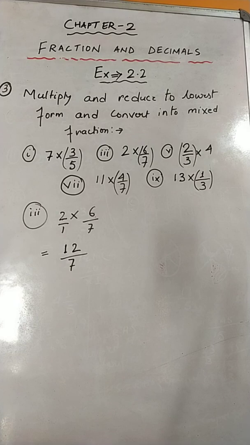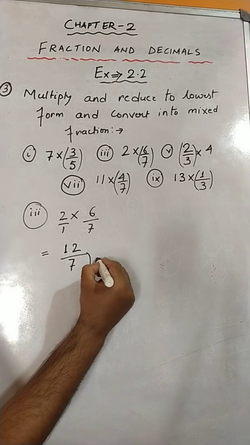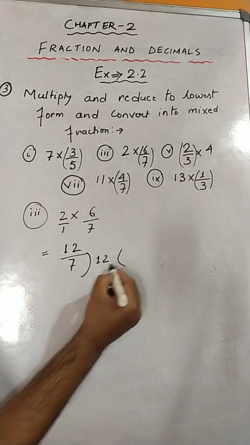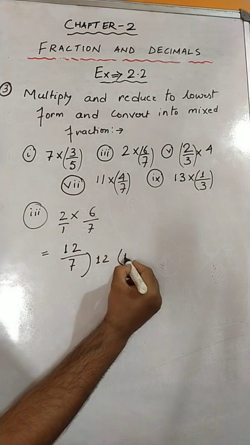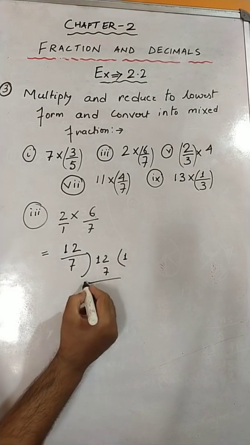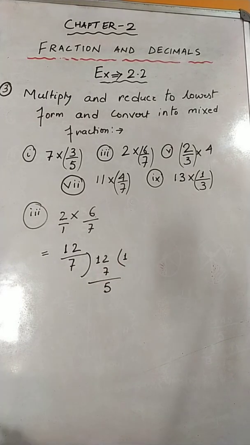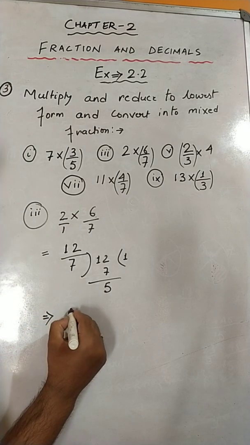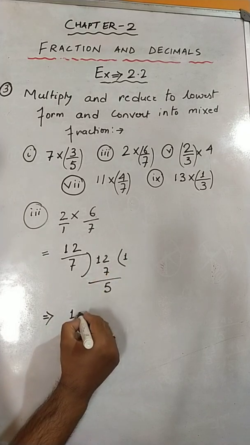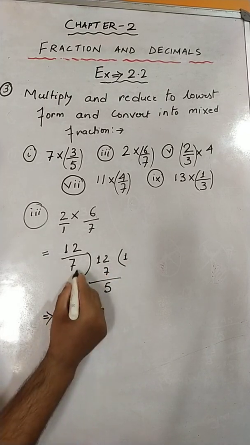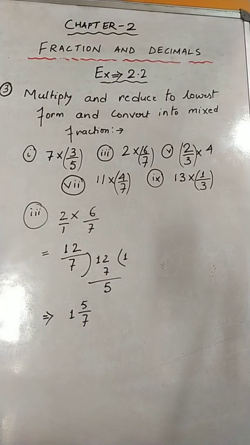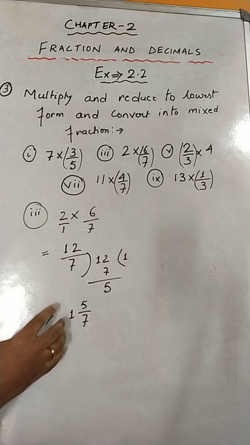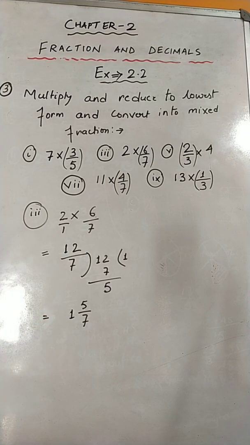And finally we have to give the answer in mixed fraction form. So we'll divide it. 7 1s are 7, 7 2s are 14, so it will go with 7 only. 7 1s are 7, so the remainder would be 5. So your final answer would be what? 1, that is the quotient, remainder and divisor. So your required answer of sum number 3 is 1 5 upon 7. You will not give the implied sign here, you will give the equals to sign.